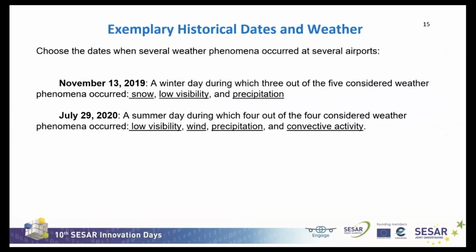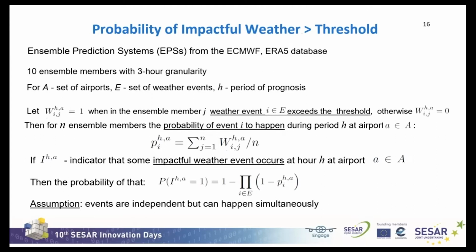And we choose several dates for consideration, when the weather phenomena were actually observed. These example dates were November 13, a winter day when we had 3 out of the 5 weather phenomena at different airports: snow, low visibility and precipitation, and one summer day, July 29th in 2020, with low visibility, wind, precipitation and convective weather. We use ensemble prediction systems, EPSs, from the same ERA5 database, which contains 10 ensemble members with 3-hour granularity.